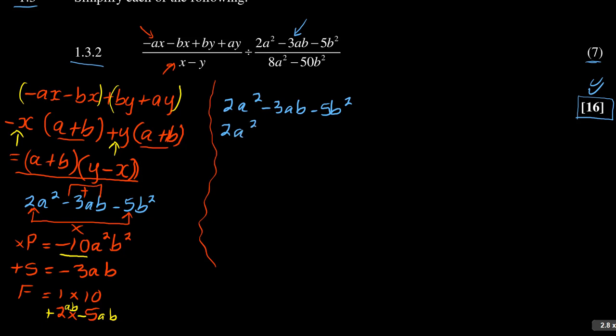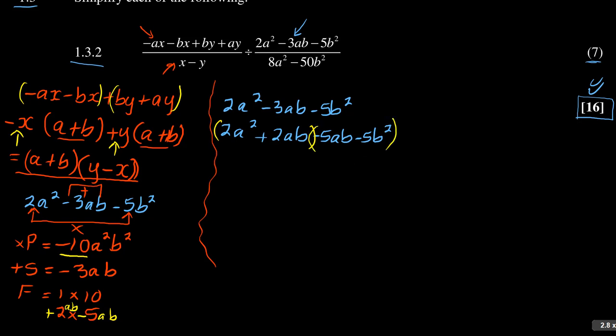Now remember, minus 3ab, it is plus 2ab minus 5ab minus 5b squared. Then I'm factorizing by grouping again. Take the first two and take the last two.